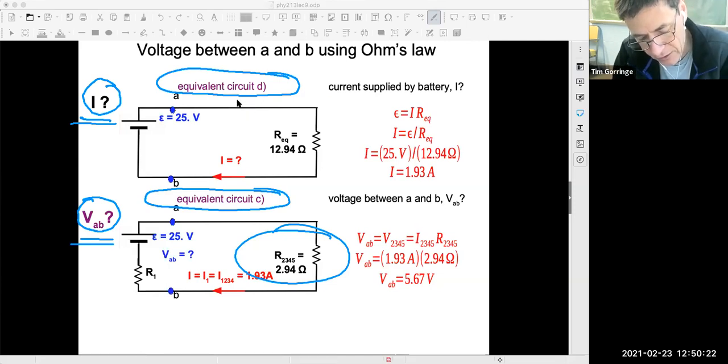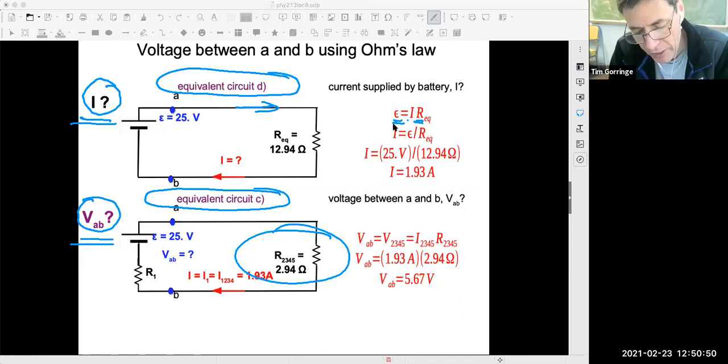Firstly, this current is flowing around the entire circuit, so I can just use Ohm's law. The battery provides an EMF, a potential difference from its terminals, and that's equal to the equivalent resistance of the circuit times the current that's flowing in the circuit. I know the battery's EMF, we were told it was 25 volts. I know the equivalent resistance now is 12.9 ohms.